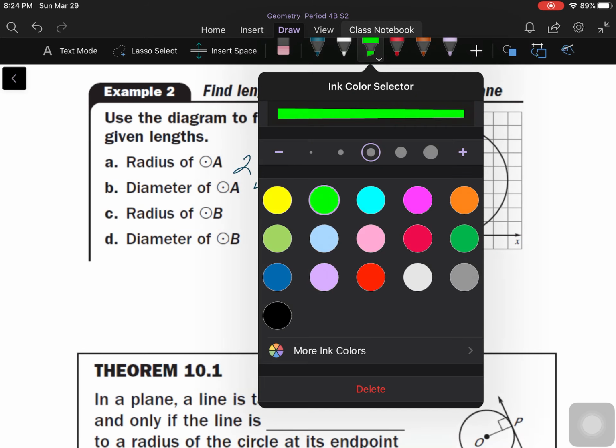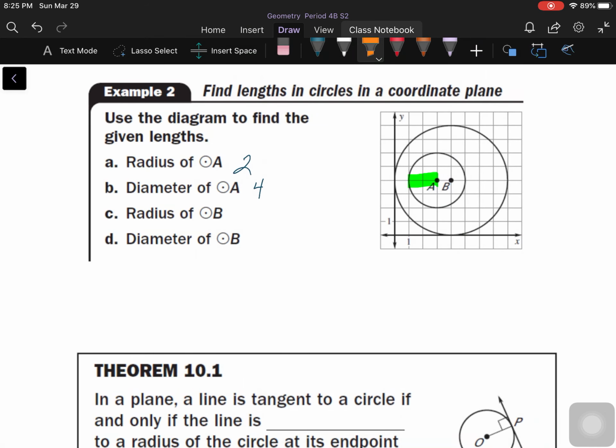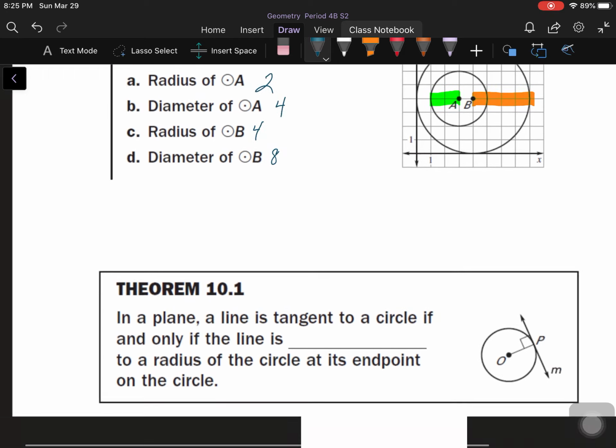The radius of B, if I go out to the edge of that circle, that's 1, 2, 3, 4. So the radius of B is 4, so the diameter would be 8. So again, radius is half of a diameter. Like we know that from previous chapters.